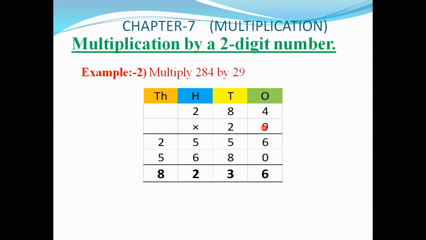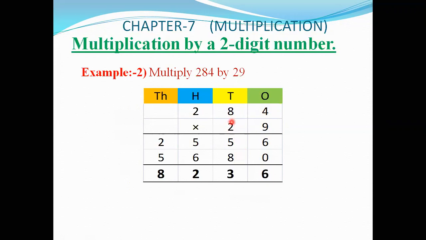Now, when we multiply 9 by 18 and add 18 plus 7, we get 25. After that, we will multiply 2 by 284. Now, 2 is the tens place digit, so there we put 0 under the ones column, and now multiply 2 by 4. 2 times 4 is 8. Write it here.